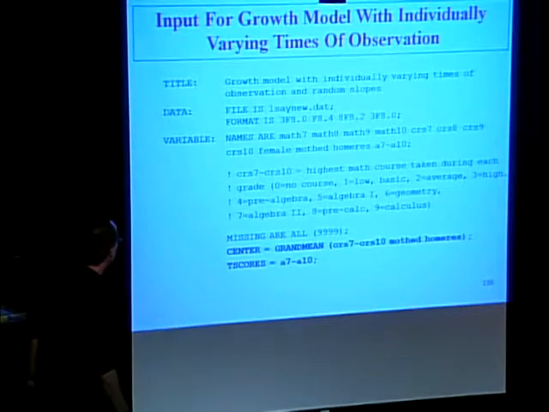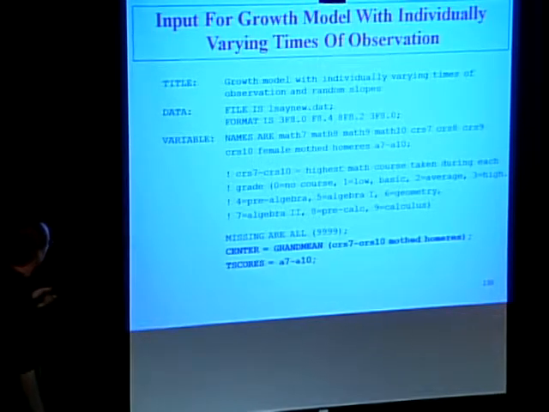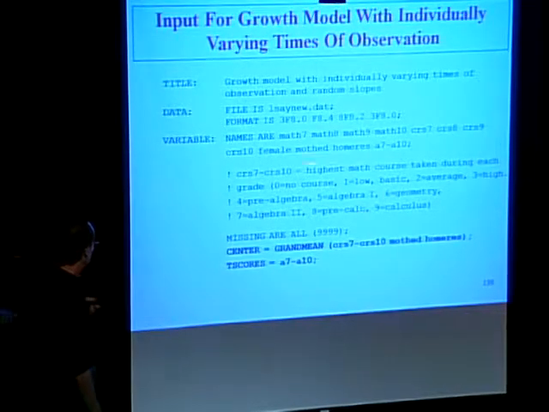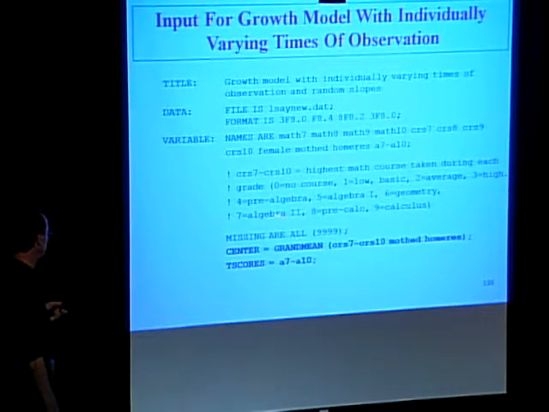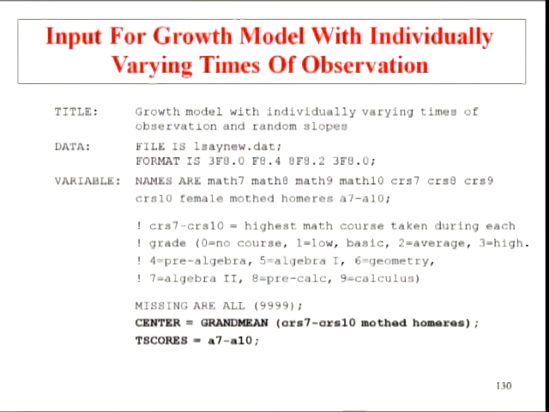How do we do it in Mplus? Oh, here you have it on this slide 130. Course taking, highest math course taken during each grade, pre-algebra, algebra, geometry, algebra, pre-calculus. This is sort of a continuous variable then, going from 0 to 3, 0 to 9, I guess.